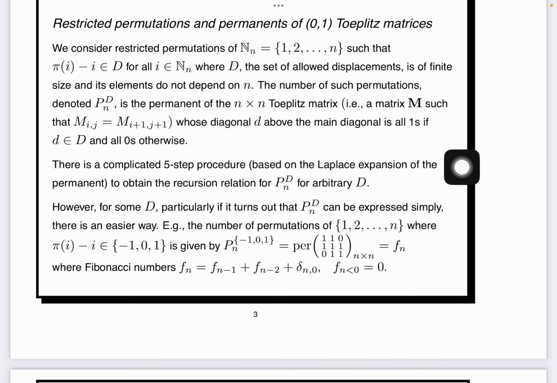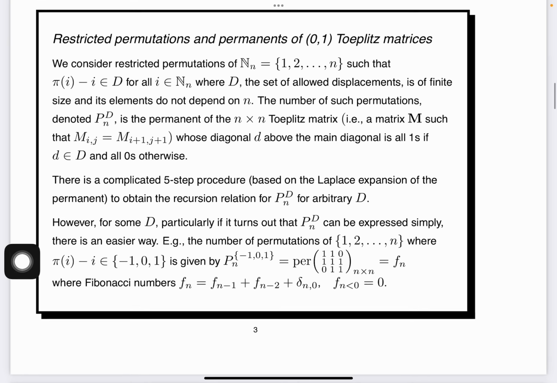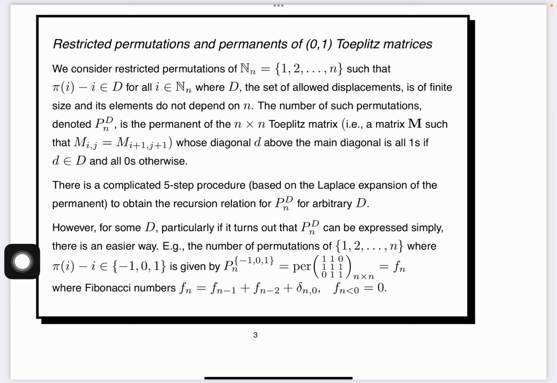So to evaluate P_N(D), there is actually a general procedure which effectively is doing a Laplace expansion of the permanent, but in some simpler cases, it can be done another way. For example, if pi_i minus i is equal to minus 1, 0, 1, then it turns out that P_N(D) is given by the Fibonacci numbers.